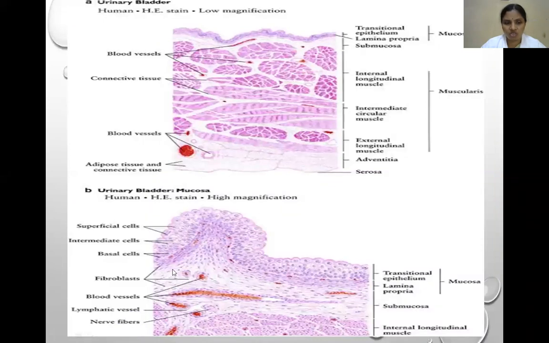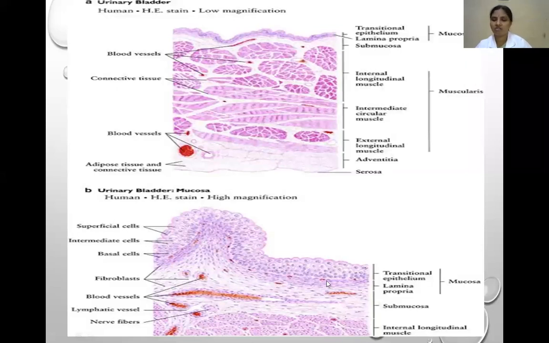Then coming to the mucosa. Mucosa means the lining epithelium and the underlying connective tissue, the lamina propria. What is the peculiarity of the lining epithelium of the urinary bladder? It is also known as urothelium, and the other name given to this epithelium is transitional epithelium.